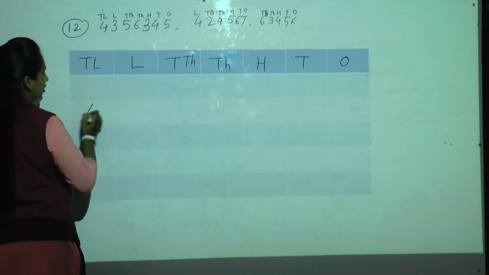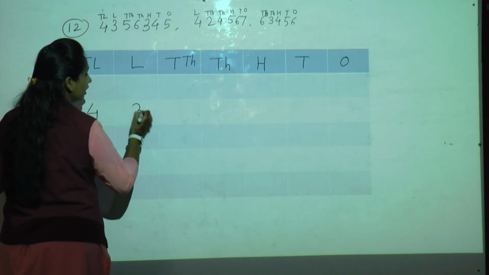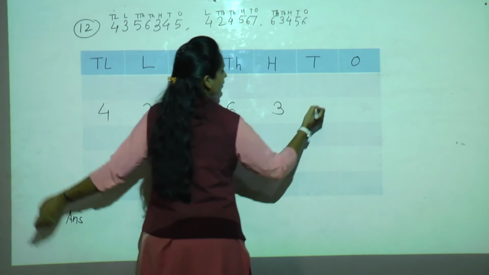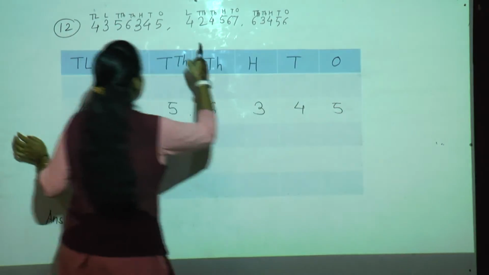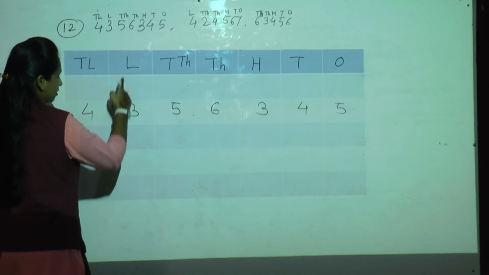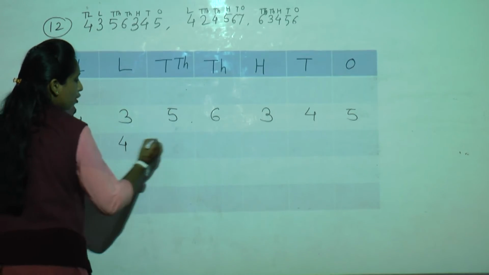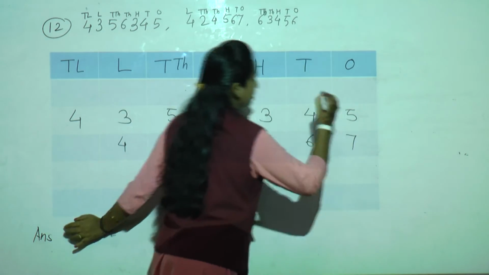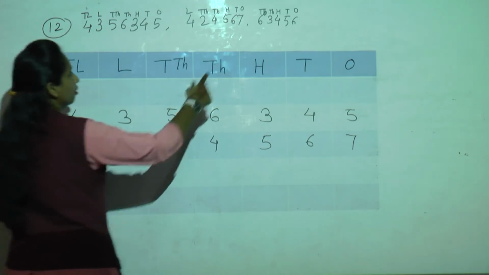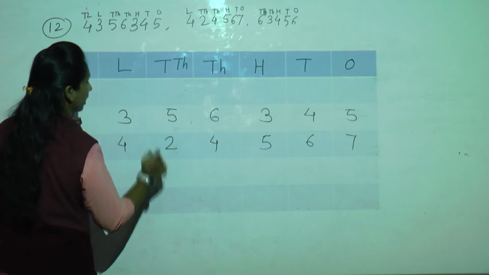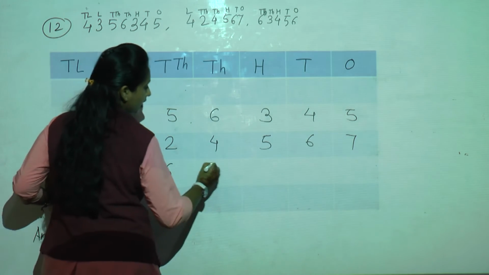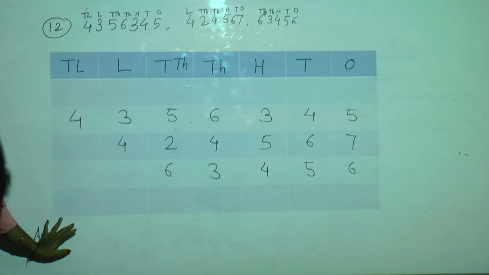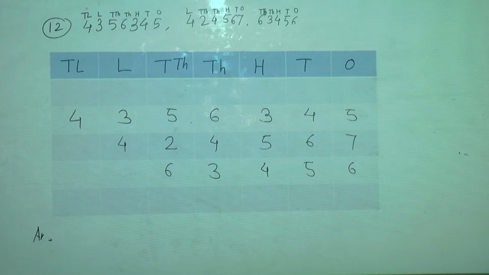Now I'll take from here 43 lakhs, 56,345. And the second number starts from lakhs, so I'll start from lakhs: 4,24,567. And the last number starts from the ten thousands place, so I'll start from ten thousands: 63,456.